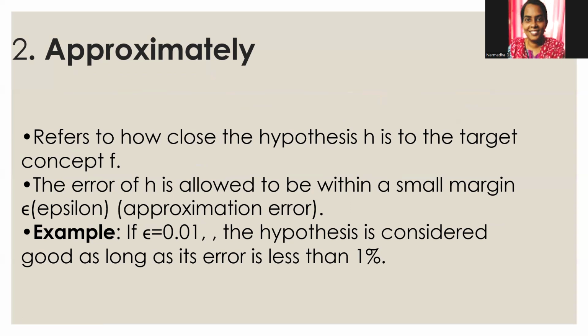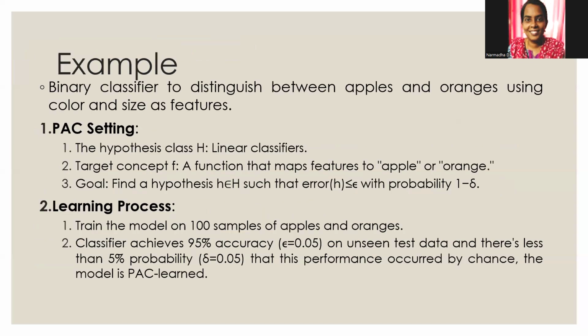Approximately refers to how close the hypothesis is to the target concept function. The target concept is the actual concept that will be able to classify between the two different classes, positive and negative. The error of the hypothesis should be allowed within a certain margin, that is called epsilon. If epsilon is equal to 0.01, we see that the error is only 1%, and the accuracy of the model is 99%. This is called approximately.